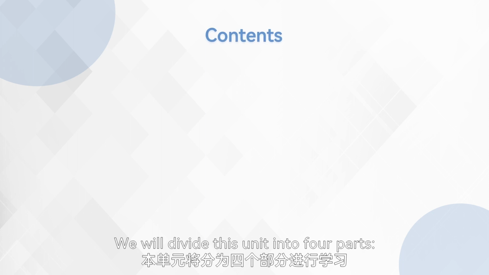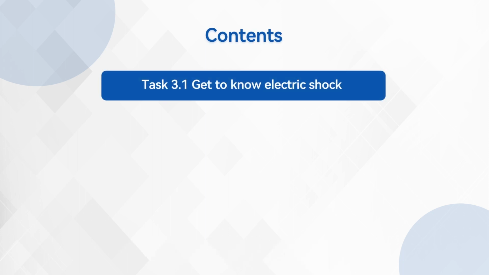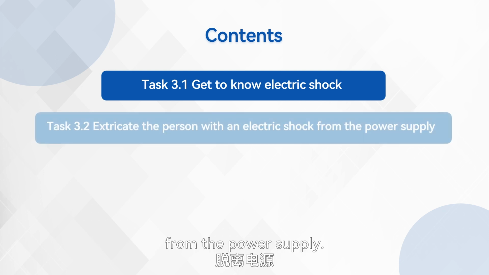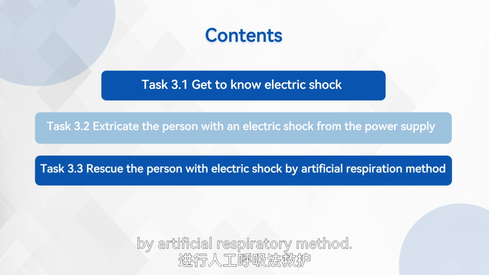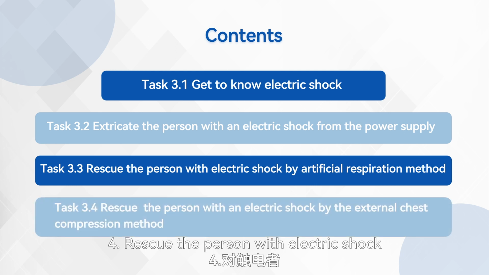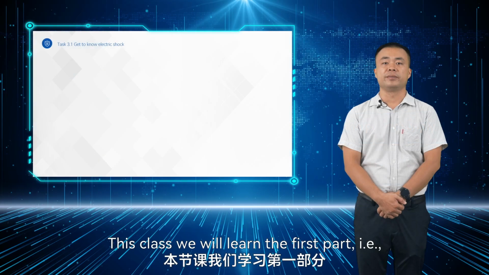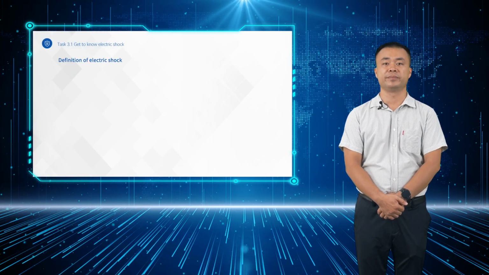We will divide this unit into 4 parts. 1. Get to know electric shock. 2. Extricate the person with an electric shock from the power supply. 3. Rescue the person with electric shock by artificial respiratory method. 4. Rescue the person with electric shock by external chest compression. This class we will learn the first part, i.e., get to know electric shock.